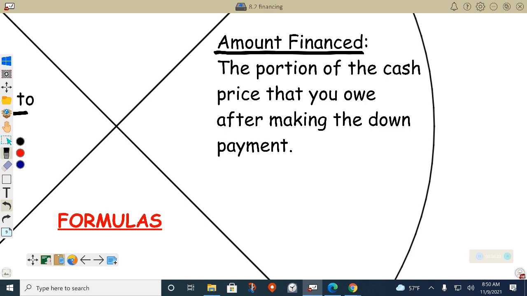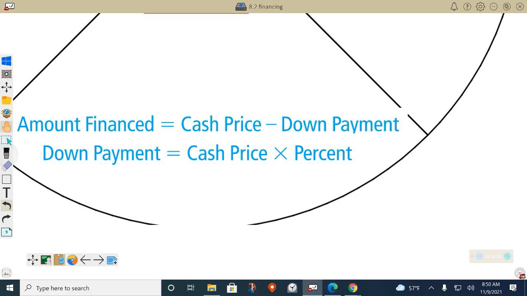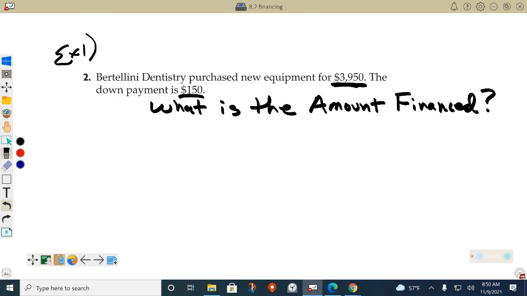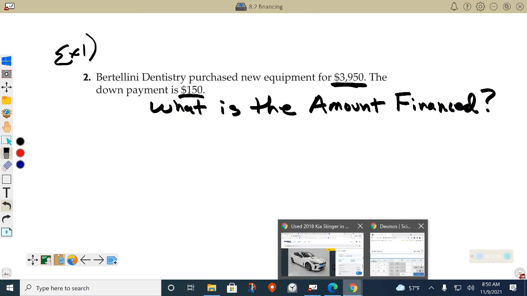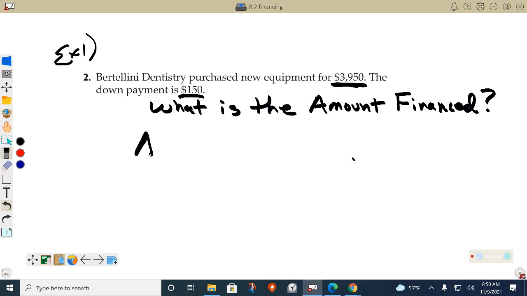The portion of the cash price that you owe after making the down payment. In other words, just subtract those. Ridiculously easy. $3,950 minus $150. Don't put AF. The amount financed is $3,800.